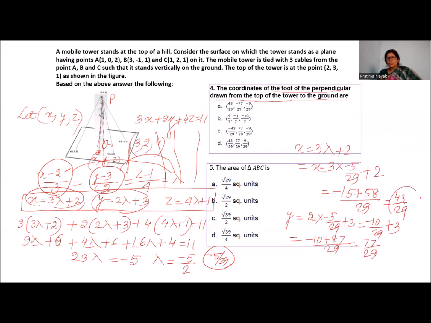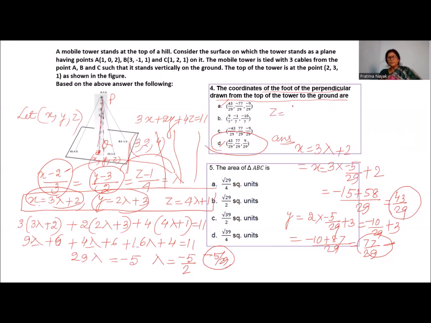So I got first, I got second. Now I can go for the answer instead of putting Z, because let me check whether from these two I can get the answer or not. 43 by 29 in A and B, 43 by 29 is there. Now check this second one. Second one is 77 by 29. So my D is the answer of this question. I am not getting your third one, but if you have time, then you can go for Z.